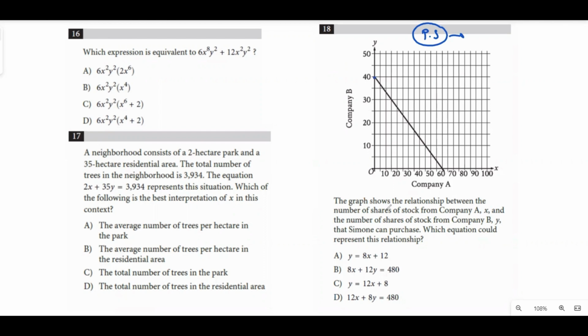If I talk about the question, the graph shows the relationship between the number of shares of stock from company A, that is X, and the number of shares of stock from company B, that is Y, that Siemens can purchase. Which equation would represent this relation? So we know that at this particular point, X will be 0 and Y is 40. Approach number 1, just put the values and cross-check which of the following equations will satisfy these points.